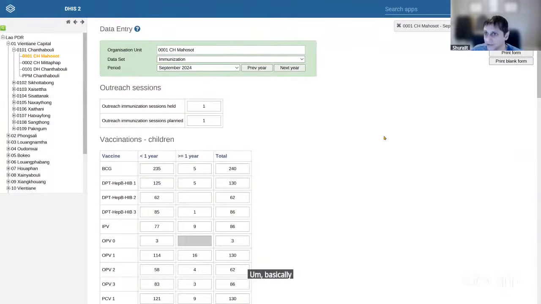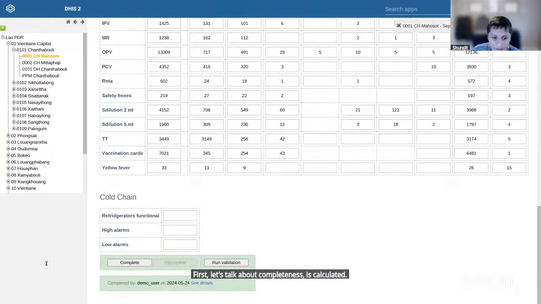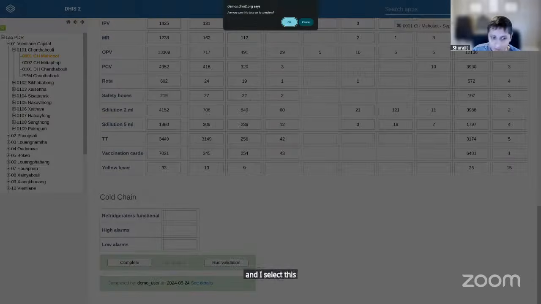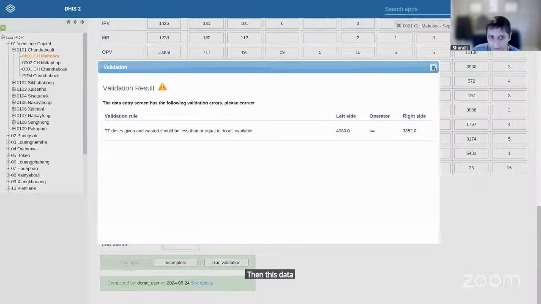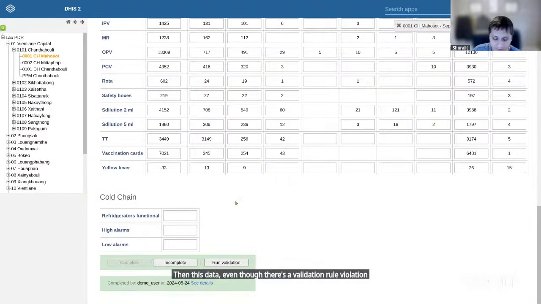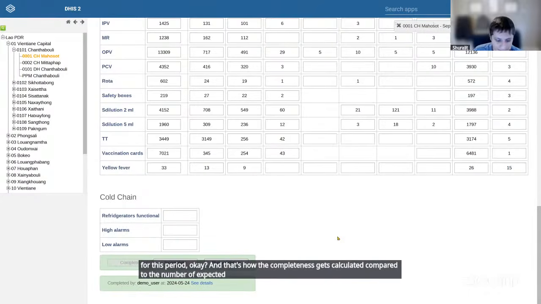Basically, how is completeness calculated first? When I go to the bottom here, in the previous data entry app, and I select this complete button, then this data, even though there's a validation rule violation, we'll ignore that for now, okay? Then this data set is considered complete for this organization unit for this period. And that's how the completeness gets calculated compared to the number of expected reports that are received.